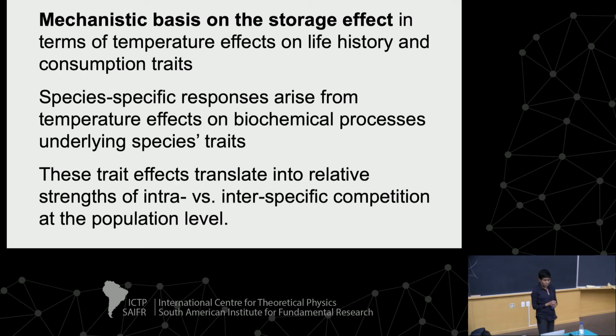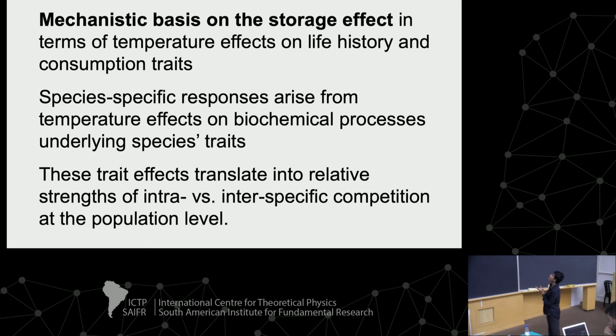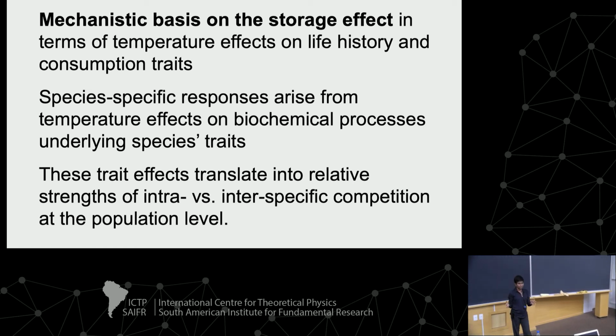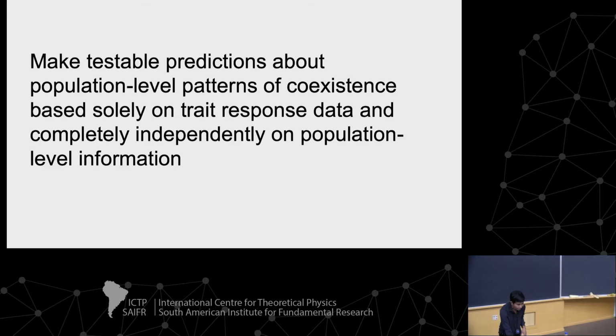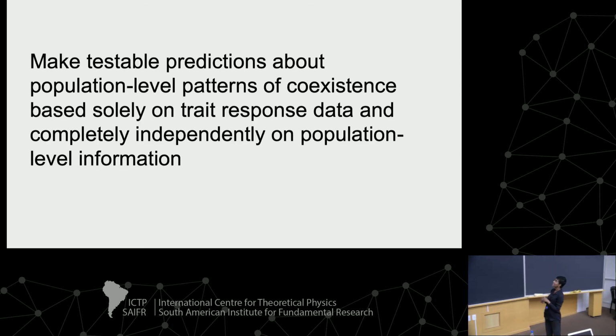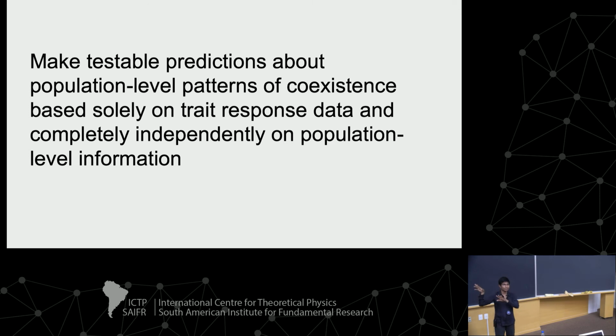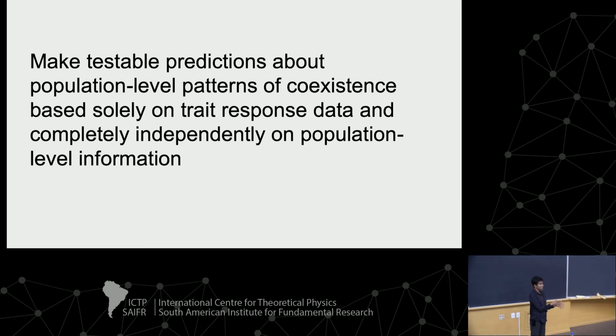Right. So we can then derive the mechanistic basis of the storage effect in a seasonally varying environment, in terms of the temperature effects on life history and consumption rate. Species-specific responses arise from temperature effects on biochemical processes that underlie these phenotypic traits, and these trait effects translate into relative strengths of intra versus interspecific competition at the population level. And what's really nice about this, that we are quite proud of, is that we can make testable predictions about population level patterns of coexistence based solely on trait response data and completely independent of any population level information. So it provides a very powerful way of testing these predictions against population level data. Okay, I'll stop there. Thank you.